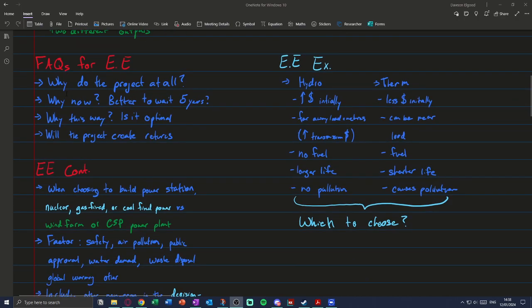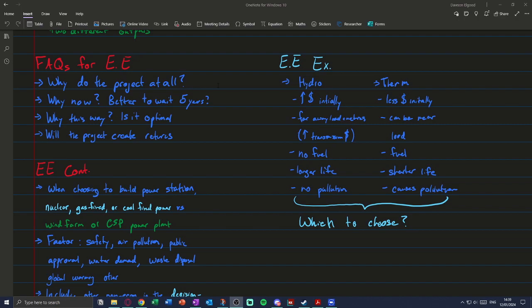Frequently asked questions when it comes to engineering economics: Why do the project at all? Why am I doing this, and what benefit am I gaining? Why do it now? Could I do it in 5 years, and would it be better to do it in 5 years? It depends on what aspects you're looking at. Why do it this way? Why do it in a specific way? Is this the optimal way, or is there another, much more efficient way that we can do it?